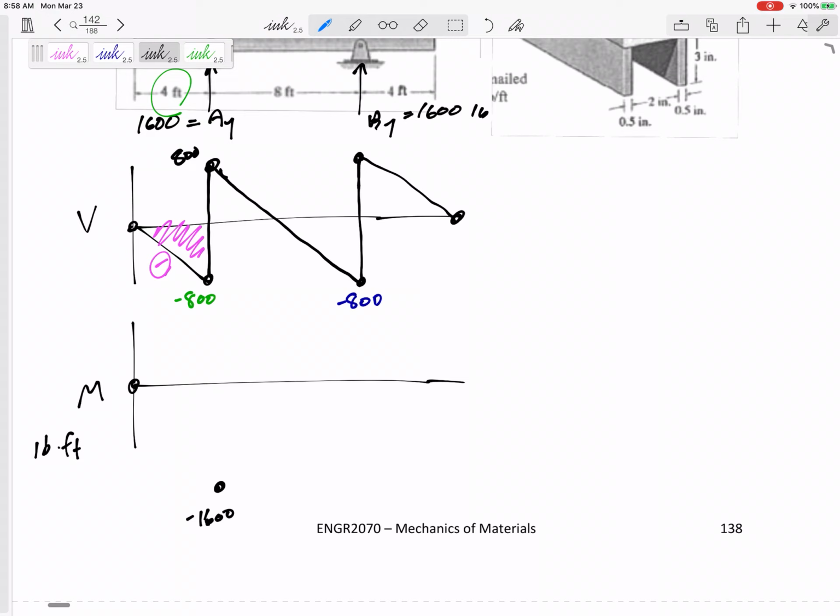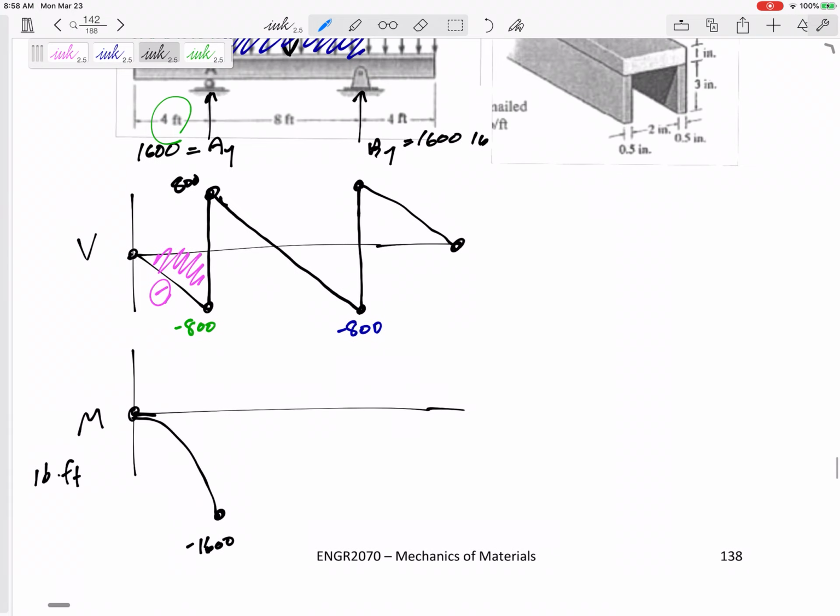V is the slope of M. So first I have a slope of 0, and I've got a steep slope of negative 800. So it would be this curvature right there. Then I've got a positive area right here, so that would bring me up by 1600. So it actually goes back to 0. How would it go? V is the slope of M. It would go like this.